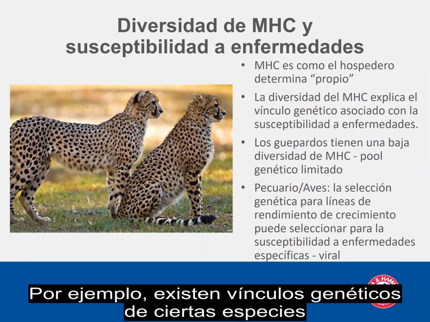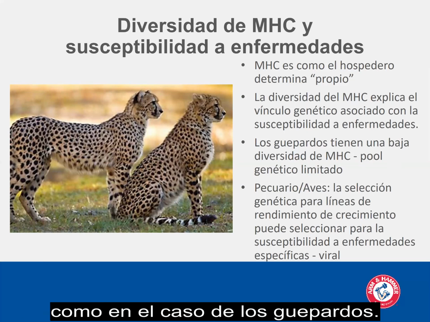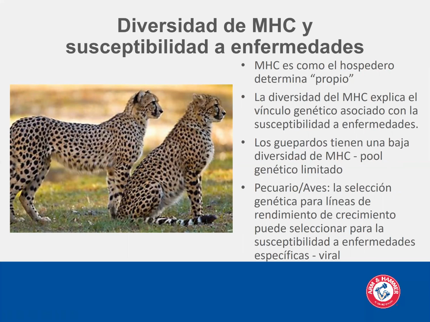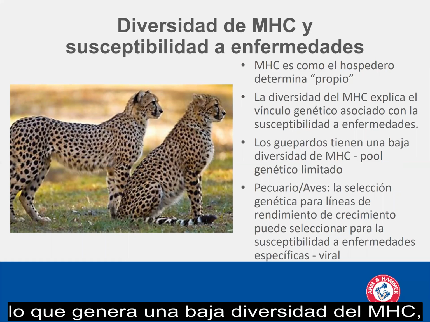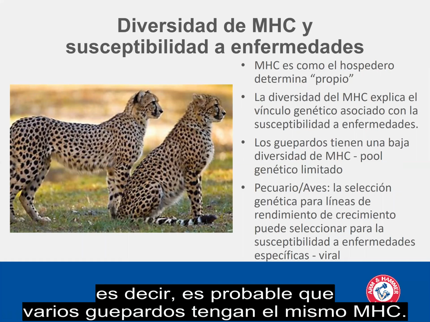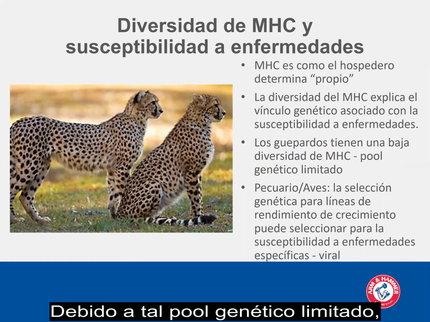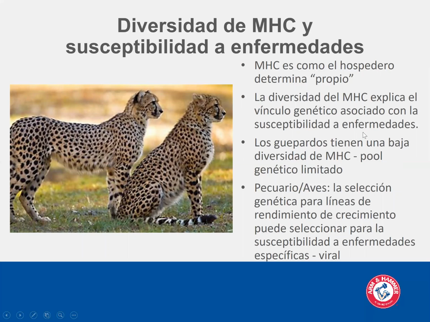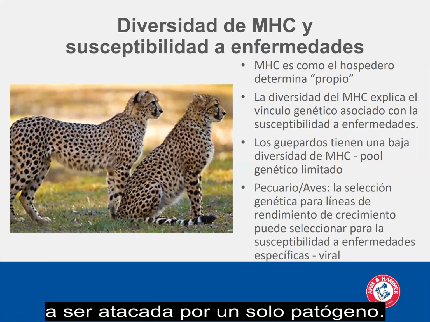So that genetic link, if you have a very inbred population, a great example of this is the cheetah. The cheetah population is very inbred. So they don't have a lot of genetic diversity within the cheetah species, and therefore their MHC diversity is low, meaning there are a lot of cheetah individuals that may have the same MHC as far as the genetic molecule component. And because of that limited genetic pool, cheetahs are very, very susceptible species to being wiped out by a single pathogen.